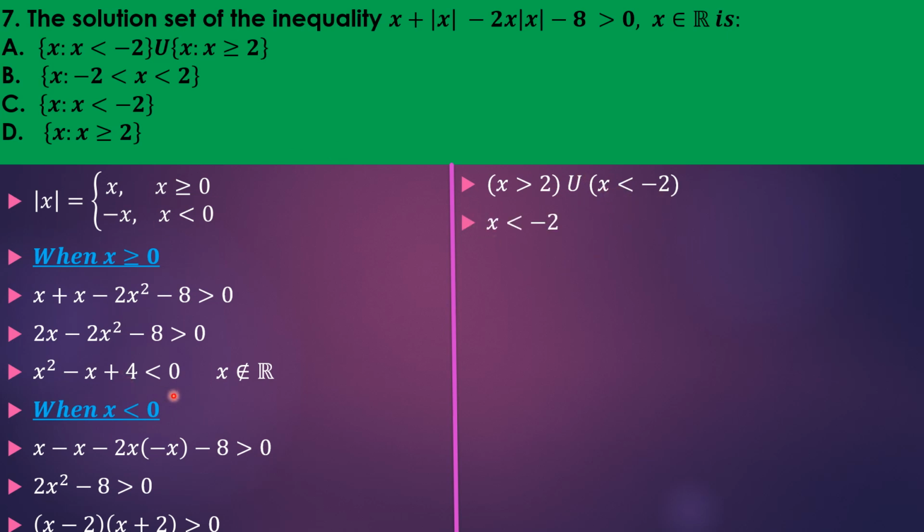Since this absolute value expression was obtained for values of x less than 0, we reject the value of x that is greater than 0. We just take the one that is less than 0, because the domain of this particular solution was x less than 0. So our true value here is x such that x is less than -2, and that answer is C.